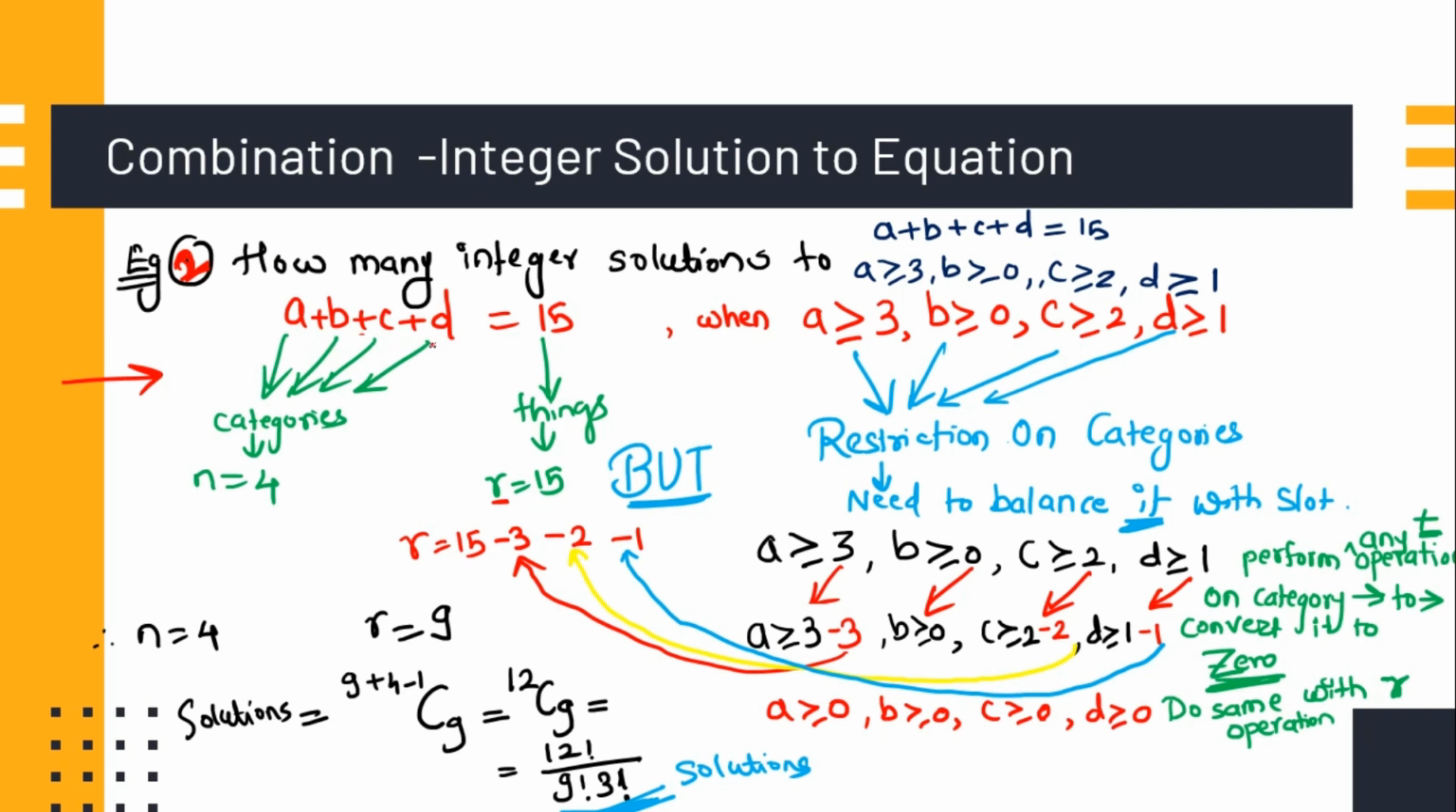There are 4 categories, so value of n is 4. R is the value which is on the RHS of the equation, that is 15. But as we are having some different values other than 0 for all of our categories, we will balance in such a way that we will look at how we can convert this into zeros. So what you will do is add or subtract in this value to get this value as a 0. So if I am having 3, I will subtract 3 from this, then I will get the 0.